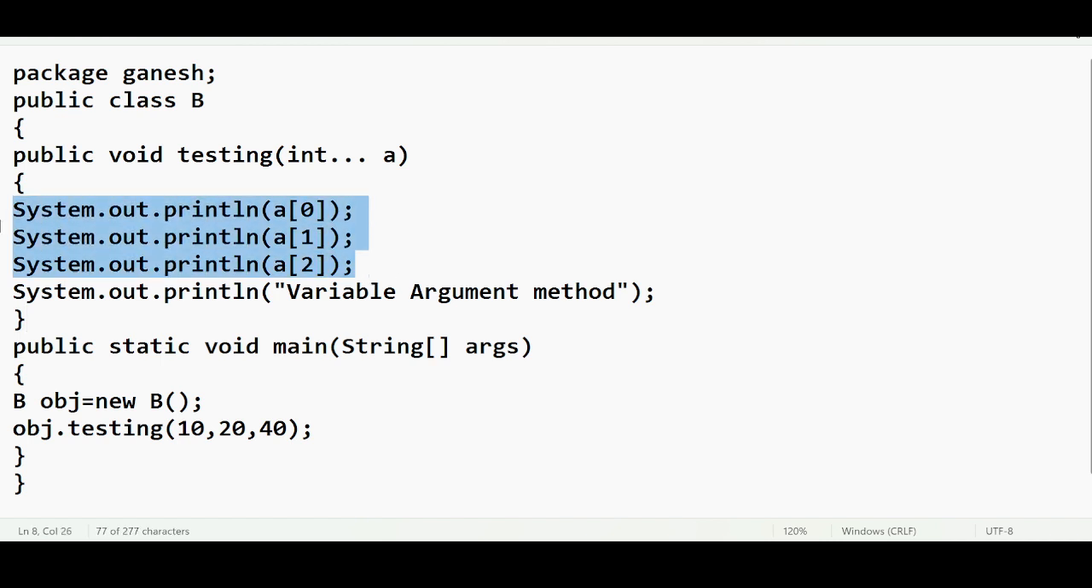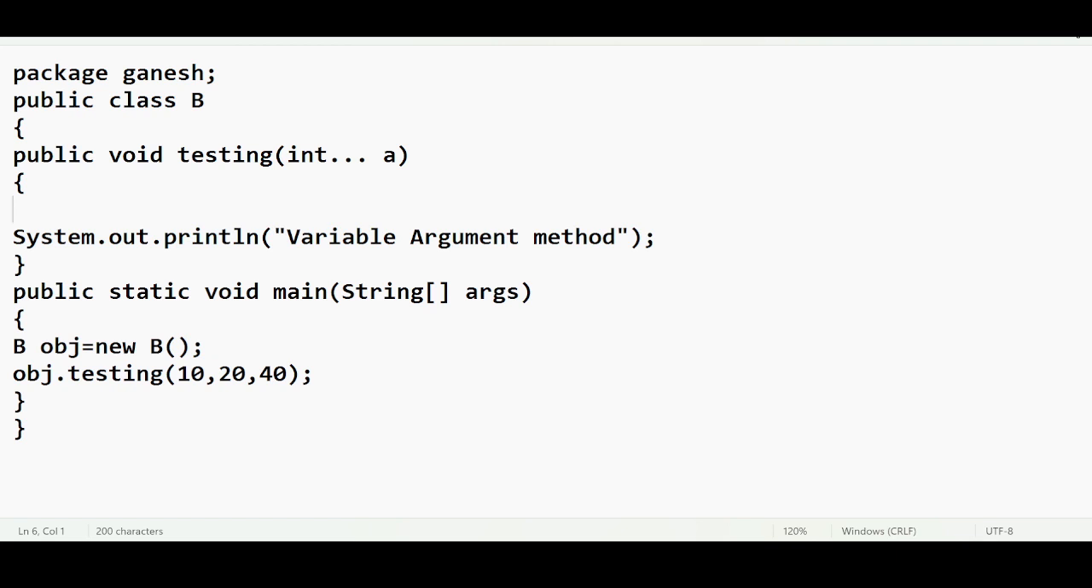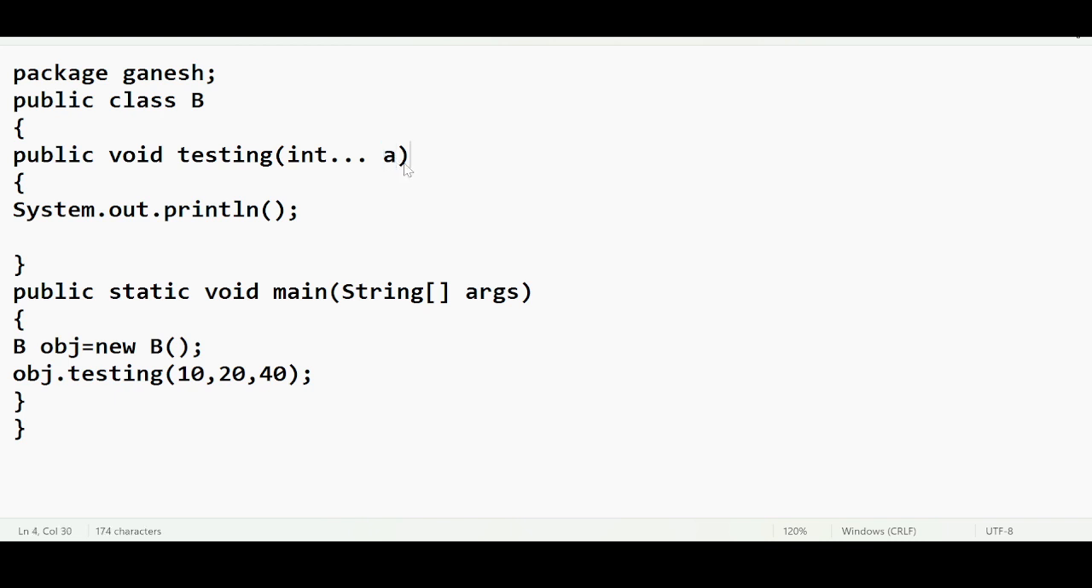There is one more method that is going to give the length of the array. For example, system dot out dot println. If I want to get the length of the array, what does it mean? The number of values stored in this array. I can get the length by using A dot length. When you do this, you will get exactly how many values are stored inside the array A. How many values are here? 10, 20, 30. Three values.